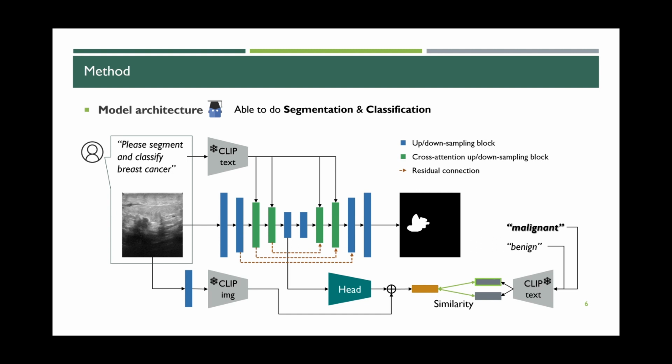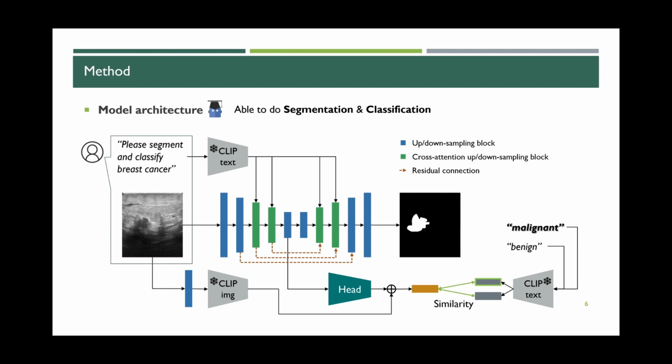Next is our method. This slide shows the model architecture, which can do both segmentation and classification tasks. Our model is primarily composed of a U-Net with 5 downsampling and 5 upsampling layers. 4 of those layers incorporate multi-head cross-attention modules that integrate image features with prompt embeddings obtained from a frozen CLIP text encoder. The U-Net outputs the segmentation result.